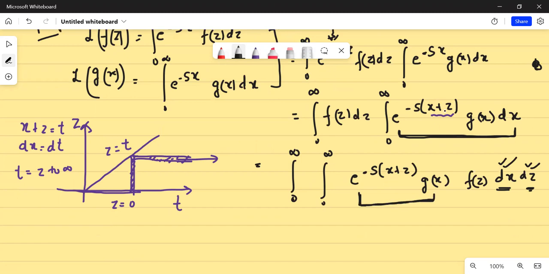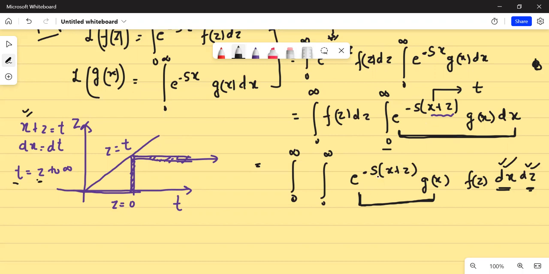So here, if I replace my x plus z as t, so dx would become dt, because I'm trying to change the order of integration. So I'm first trying to use this particular integration where I'm integrating with respect to x. So the variable of integration is x, and this z would behave as a constant for it. So your x plus z is equal to t. So it means that if your x was equal to 0, then your t was equal to z. See, x plus z we have taken as t. Now if x is 0, then t is z, and if x is infinity, then t is infinity.